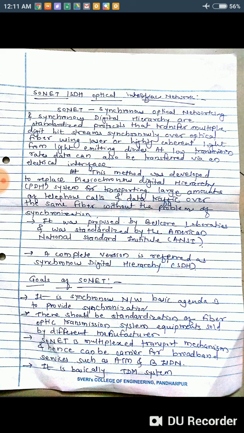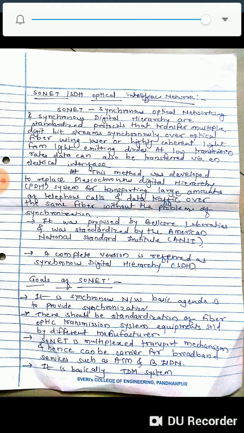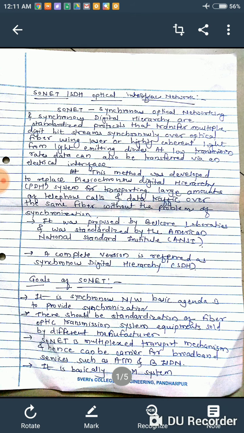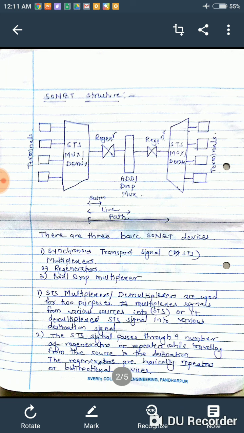Then SONET is basically a time division multiplexing system. It works on a principle similar to the TDM system. SONET is also a multiplexed transport mechanism, and hence it can act as a carrier for broadband services such as ATM and BISDN services. These are the goals of SONET. Now we will see the architecture of SONET. If we see the diagram, it consists of mainly three parts.